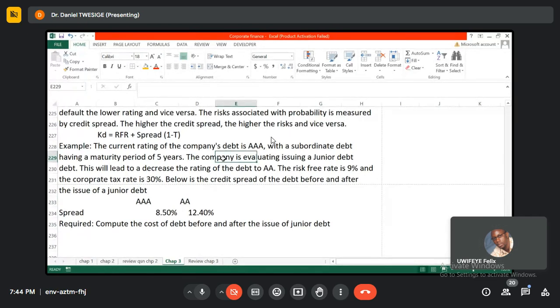So let's look at this example. So now that's what we are saying now. Excuse me, before you proceed, if you say with a subordinate debt, you mean it is a compound? A senior debt.